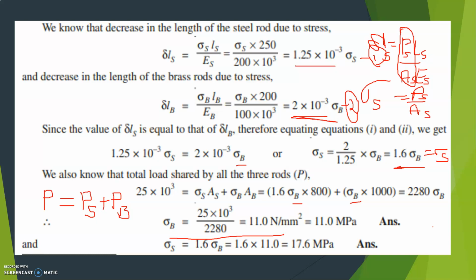So what is P? P is a load. So stress is equal to load divided by area. So load is equal to stress into area. So substitute that, you will get an equation like this. Substitute all the values whatever you know. So only one unknown will be there. So you can find what are the stresses developed. So this is the way to calculate the stresses developed in the composite bar.